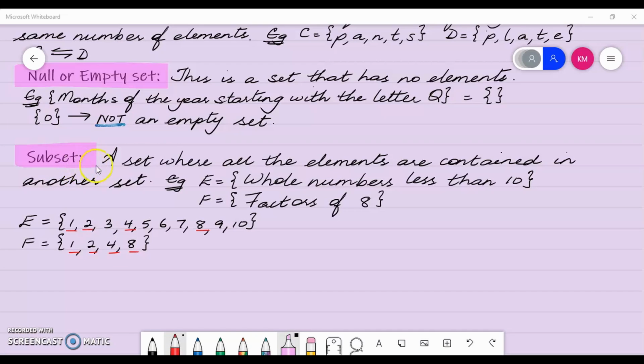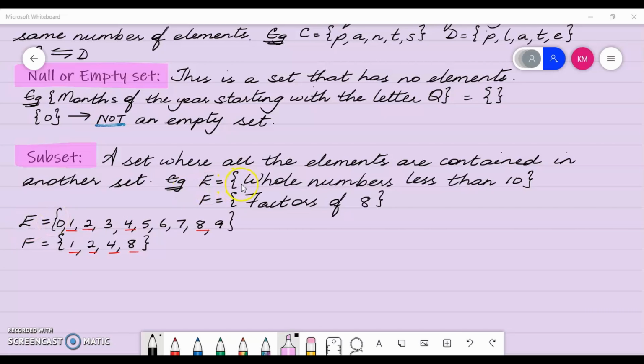Subset. Now, a set where all the elements are contained in another set is called a subset. For example, let's say we have two sets E and F. E is the set of whole numbers less than 10 and F is the set of factors of 8. So what I did is that I listed out each one of the elements of both sets.